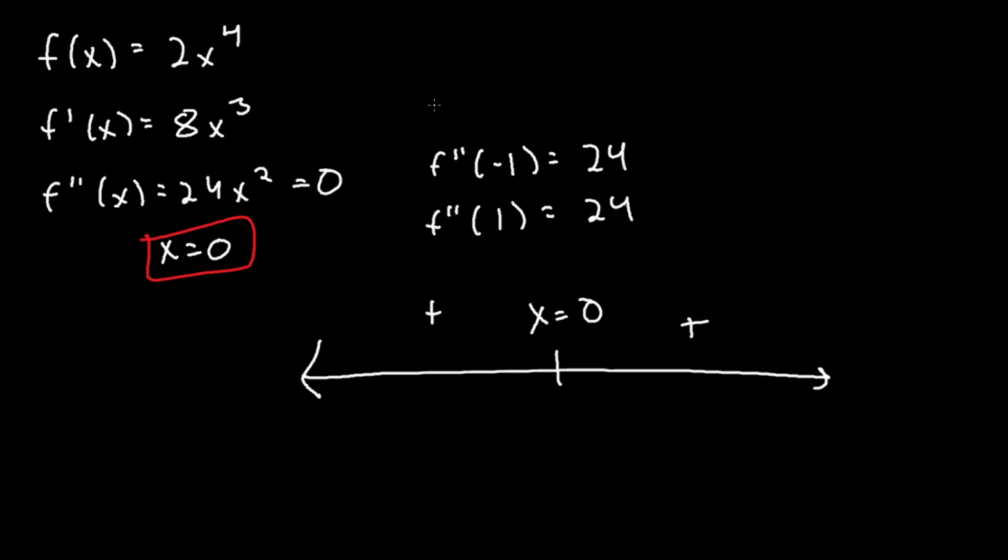Right? You have potential inflection points where your second derivative is equal to 0. But that doesn't necessarily mean it is an inflection point. You must test out for the sign change. That's going to be a trick question very likely on one of your exams, so keep that in mind.